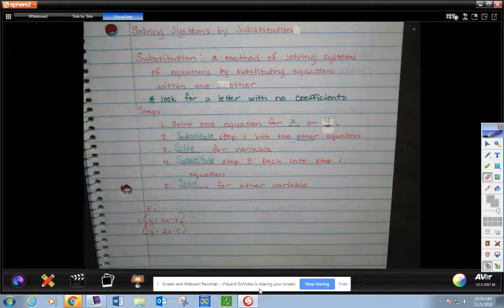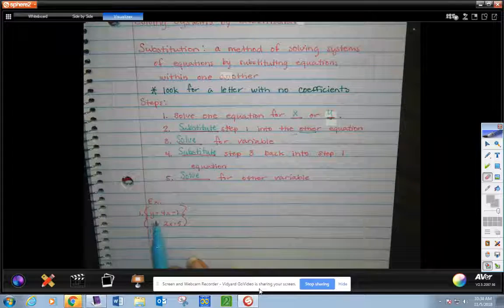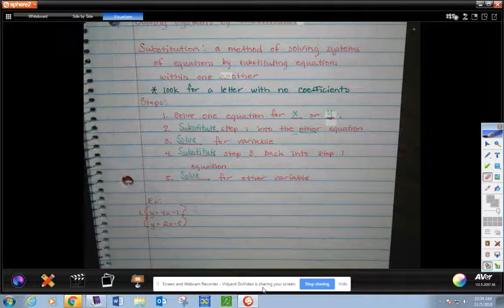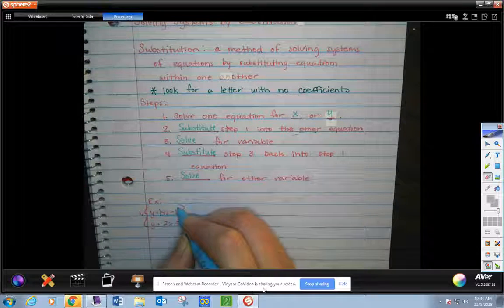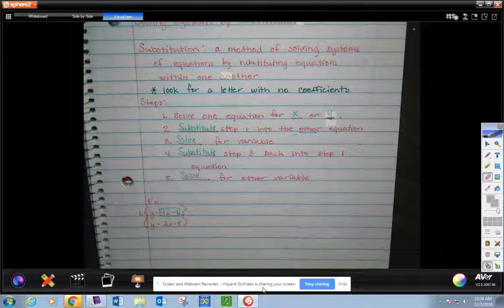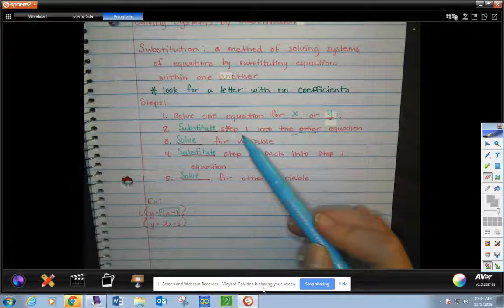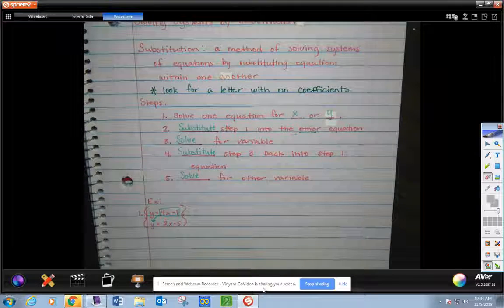For my examples, I have the equations y equals 4x minus 1, and y equals 2x minus 5. The first thing you're going to do is look for a letter with no coefficients. Right here, this y is by itself, so I'm going to box what it equals. Now I'm going to do step 2 and substitute that boxed equation into the other equation. Do you see how it says y equals? I'm going to take the box and replace the other equation's y with that.